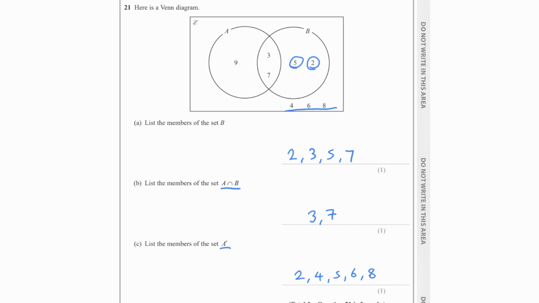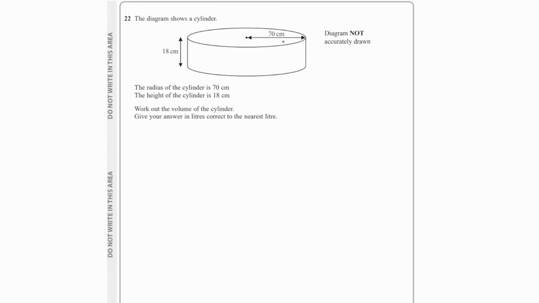Question 22, the diagram shows a cylinder. The radius of the cylinder is 70 centimeters. The height of the cylinder is 18 centimeters. Work out the volume of the cylinder. Give your answer in liters, correct to the nearest liter.